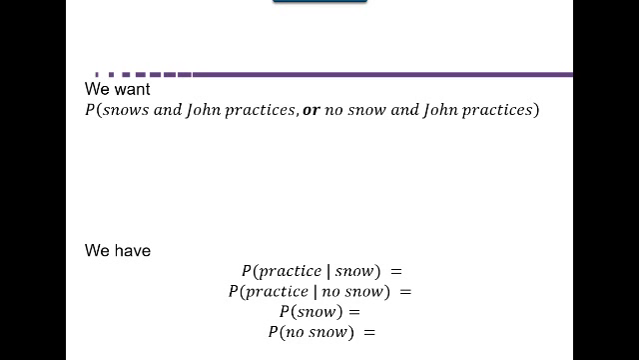Okay, so when you're working a word problem like this, we need to organize our thoughts, right? So what we want is to know the probability that either it snows and John practices, or there's no snow and John practices, because in either of those cases the result is that John practices, and that's what we want to figure out the probability of. So either it snows and John practices, or no snow and John practices. So the or means add.